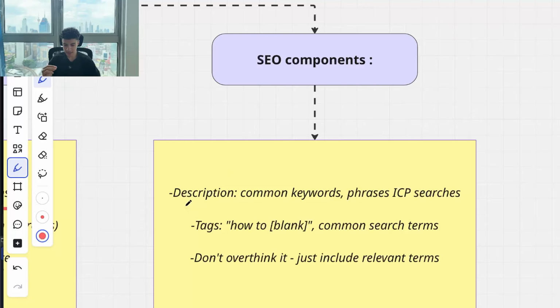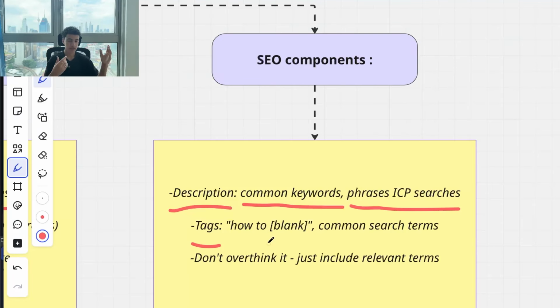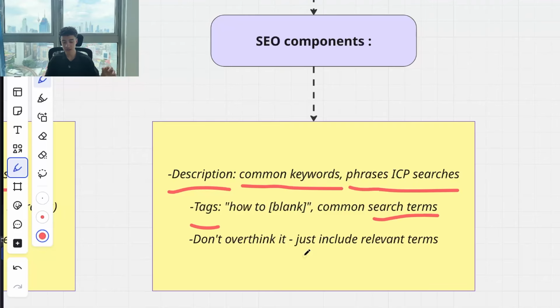Your SEO components are your description. Try to include common keywords and phrases your ICP searches for. Tags could be how to X, Y, and Z. Just include common search terms. Do not overthink it. Just include relevant terms. SEO is much easier than you think.